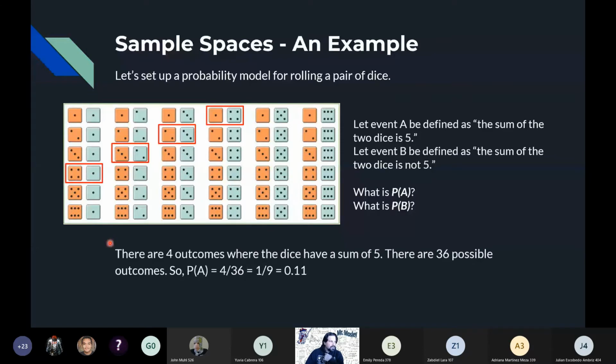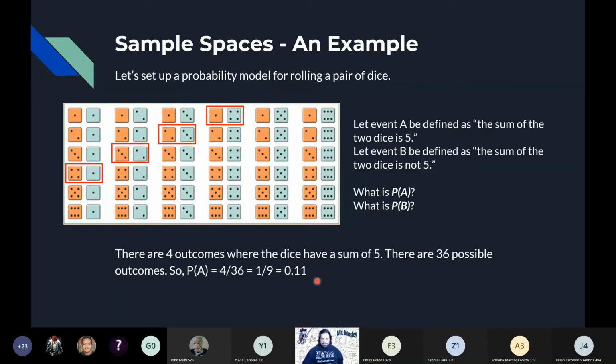Right. In our sample space, we see that there are 4 outcomes where the dice have a sum of 5. Got them circled or boxed here. There are 36 possible outcomes, so the probability of A equals 4 out of 36. We can reduce that fraction to 1/9, or even have an estimate of the decimal of 0.11.